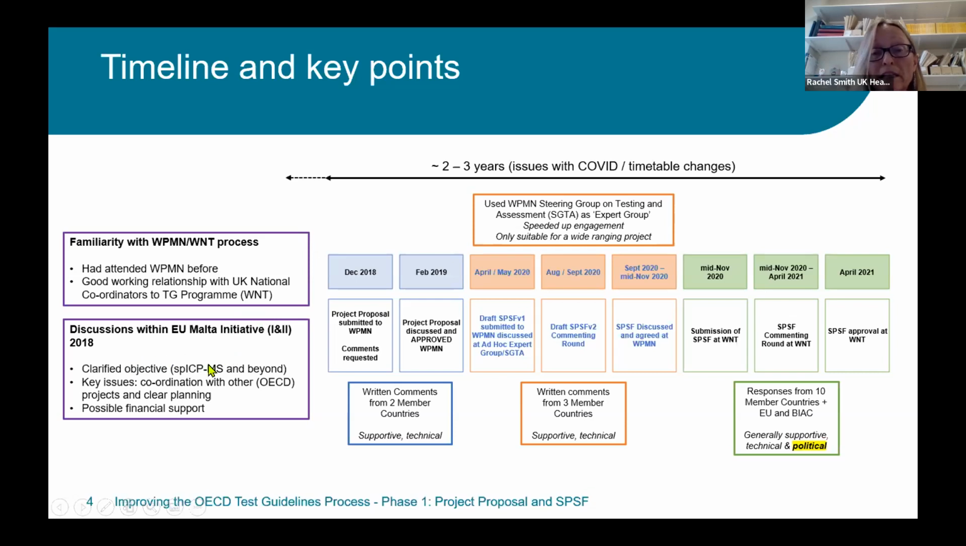They also helped identify things we needed to focus on, such as coordination with other OECD projects, because clearly, as I've mentioned, we're aiming this guidance document to support other guidance documents and test guidelines. And also the need for clear planning. And also very, very importantly, because the Malta initiative led to various project proposals, it led to the possibility of financial support for some aspects of the project, which we did achieve through the NanoHarmony project.